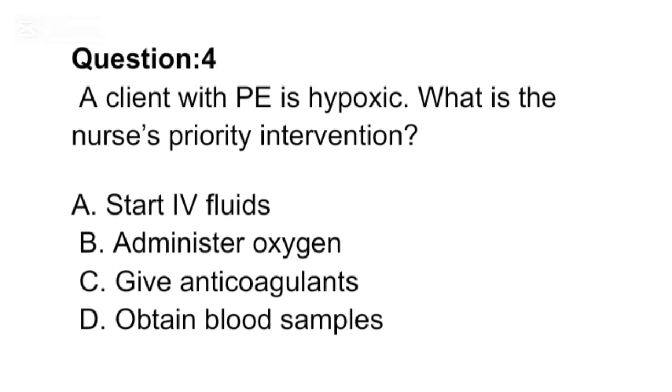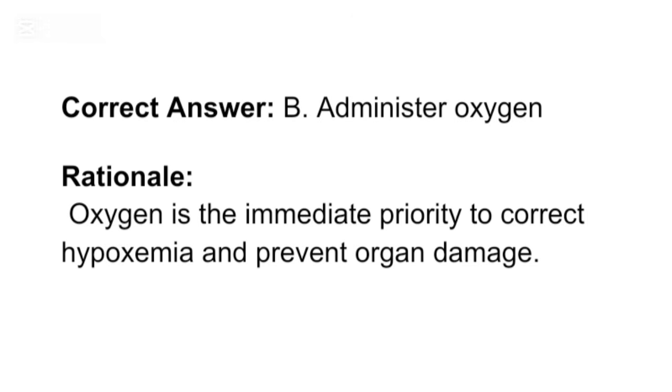Question 4. A client with PE is hypoxic. What is the nurse's priority intervention? A. Start IV fluids. B. Administer oxygen. C. Give anticoagulants. D. Obtain blood samples. Correct answer, B. Administer oxygen. Rationale. Oxygen is the immediate priority to correct hypoxemia and prevent organ damage.